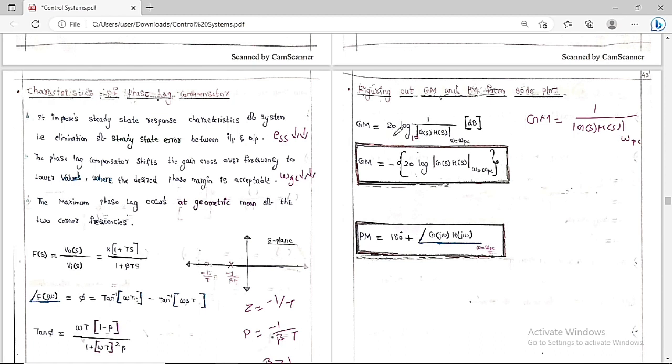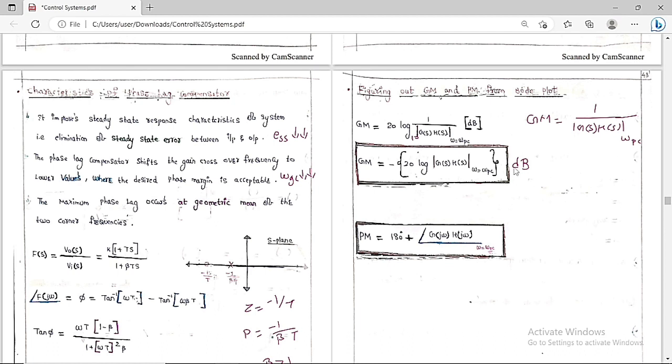So what is the gain margin? 1 by mod of G of S H of S at omega PC. Since it is a reciprocal, we get gain margin equal to minus 20 log of mod of G of S into H of S at omega PC, in terms of dB. So the unit is basically dB. Here the unit is dB, and the gain margin itself is unitless.